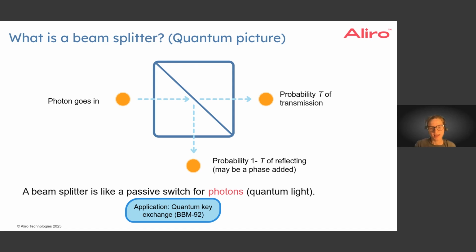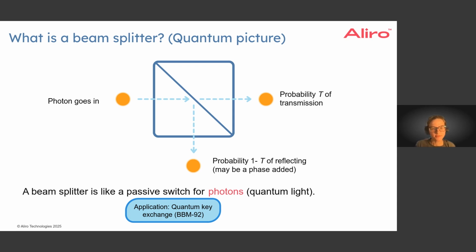In this case, we can ask what would happen if a single photon of light interacts with the beam splitter. The way that we interpret what happens is that because this particle can't be divided in the same way that a light wave can be divided, it either has to transmit or reflect. So this photon is going to have some probability big T of transmitting and some probability 1 minus big T of reflecting. And again, you might see a phase on reflecting or a phase on the transmission.